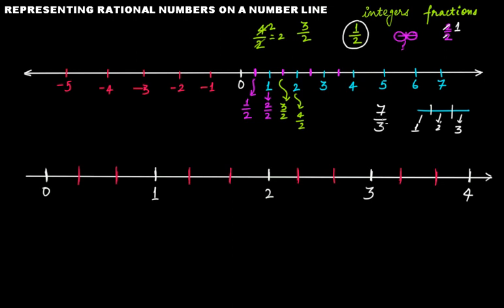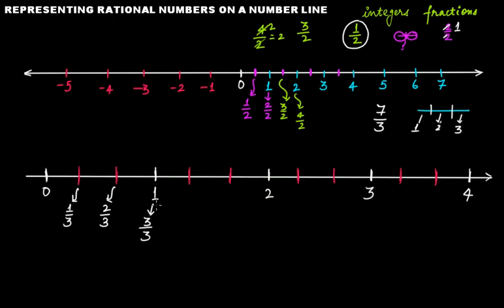Now, this 7 over 3. This is what? This is 1 over 3. This is what? This is 2 over 3. This is what? 1 is actually what? 3 over 3. Why? Because if you divide, it comes as 1 only.